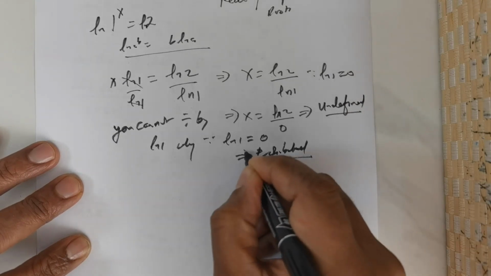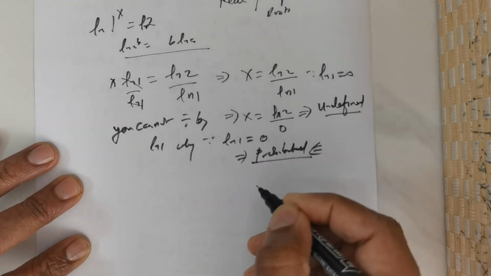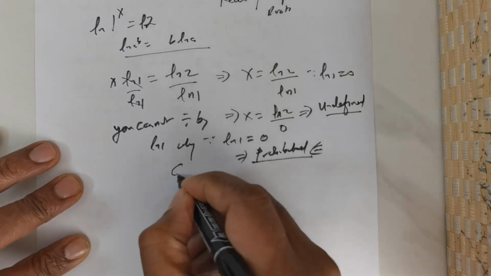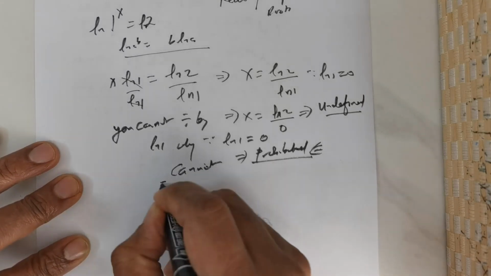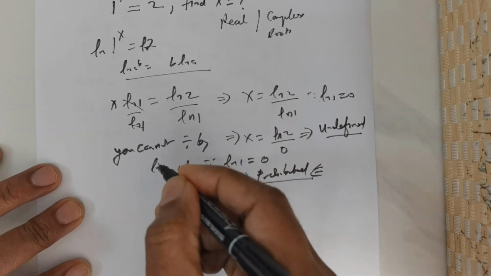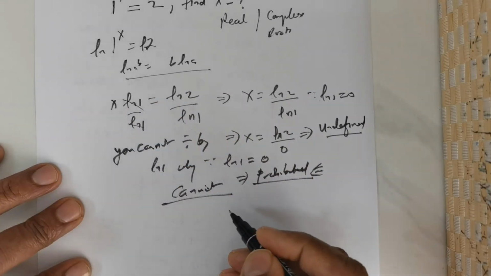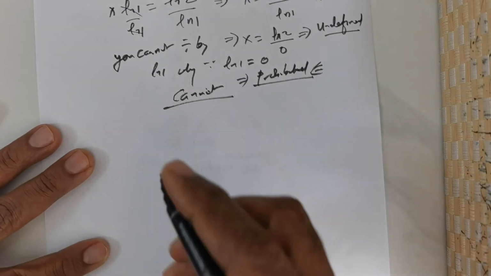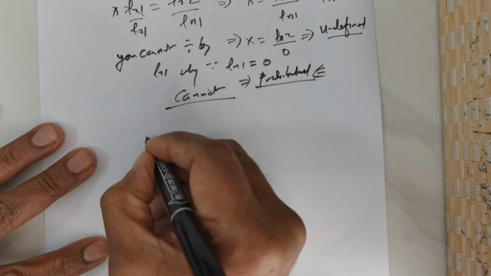Okay, prohibited, or you can use even a stronger word. The best word is cannot. Okay, you cannot. So attempting to solve a question like this in this fashion is blatantly incorrect. Now what is the alternative? The alternative is as follows.